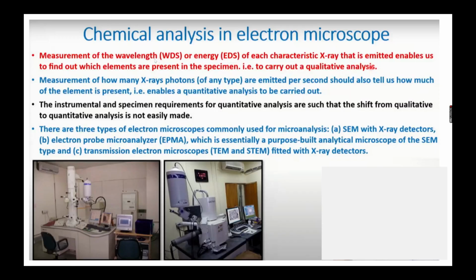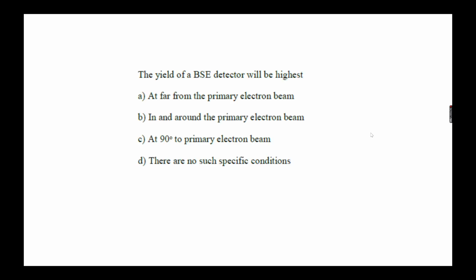Here you can see the measurement of wavelength, WDS, and energy, EDS. There are three kinds of electron microscope commonly used in microanalysis. Transmission electron microscopy is fitted with X-ray detectors, which is EDS. But in SEM you can see both EDS and WDS. This we have already covered.